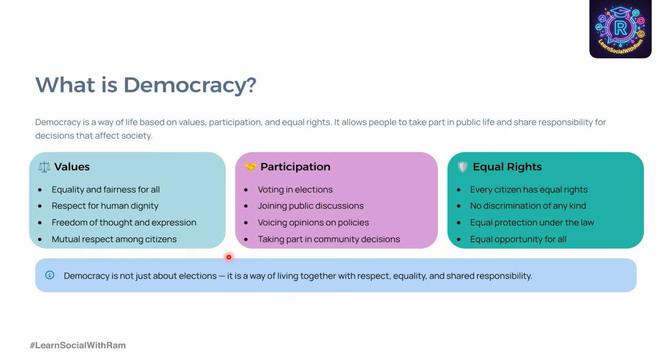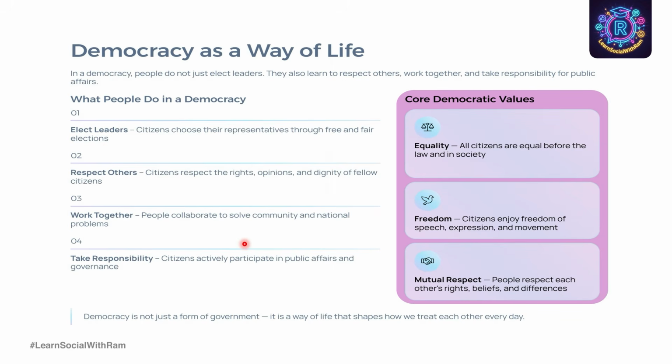Democracy is a way of life based on values, participation as well as equal rights. This means democracy influences how people live together in a society. Democracy is not limited to parliament or elections. It is also about daily life. Let me ask you a simple question. Can democracy exist in family, school, or society? The obvious answer is yes.